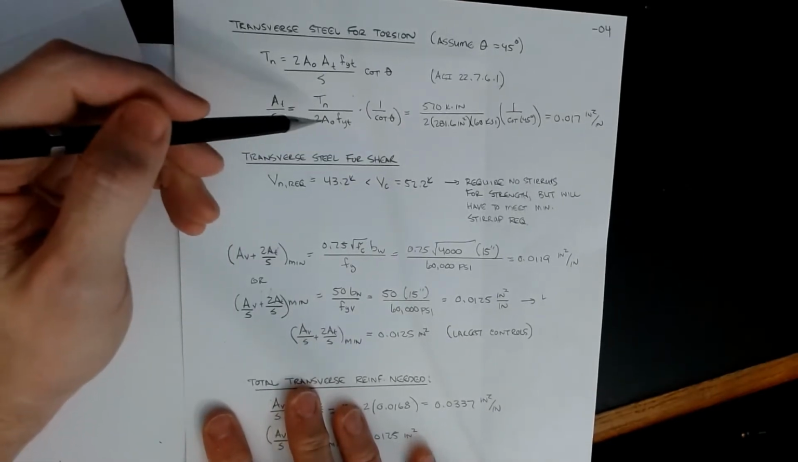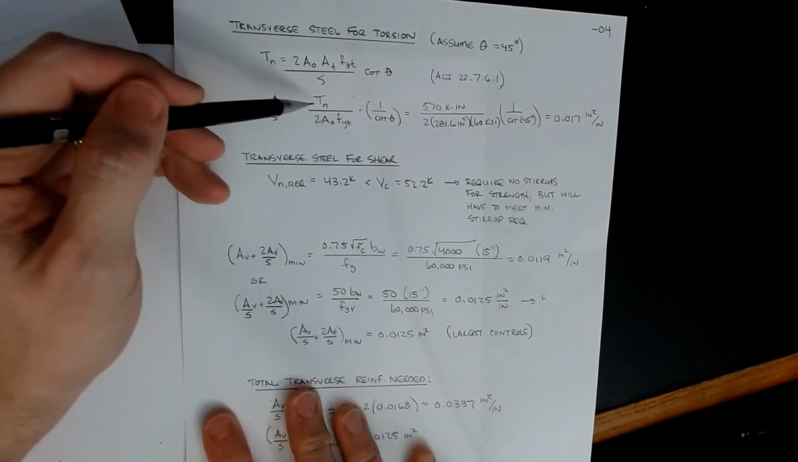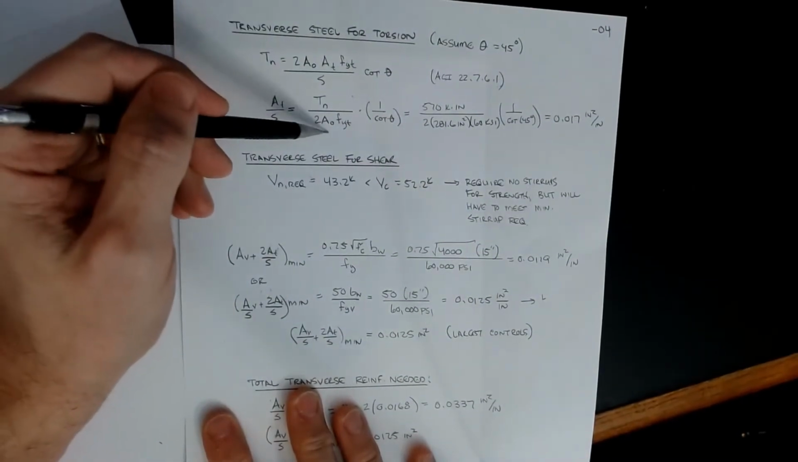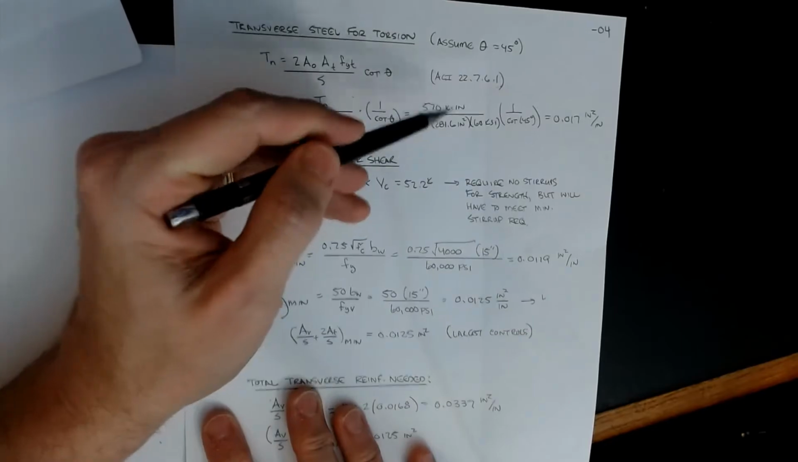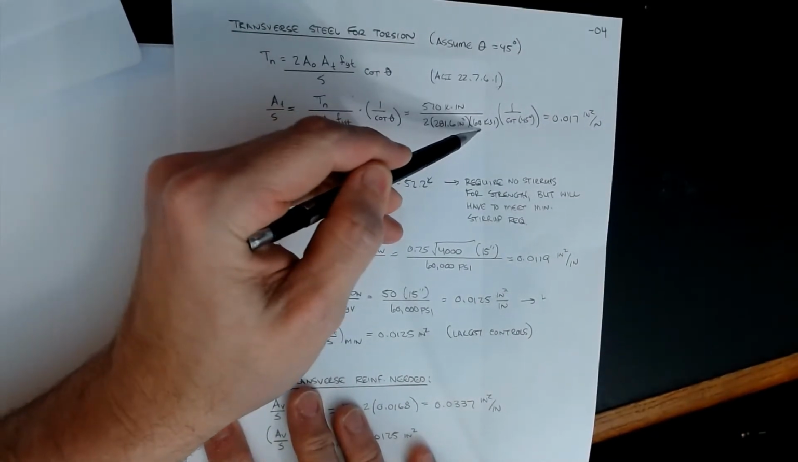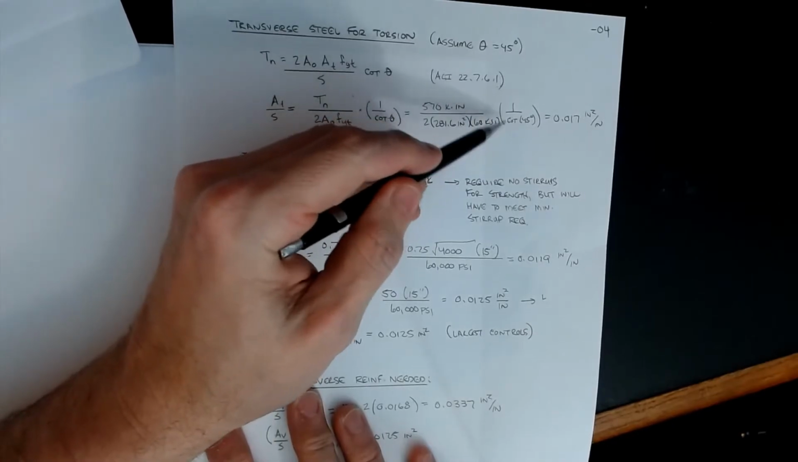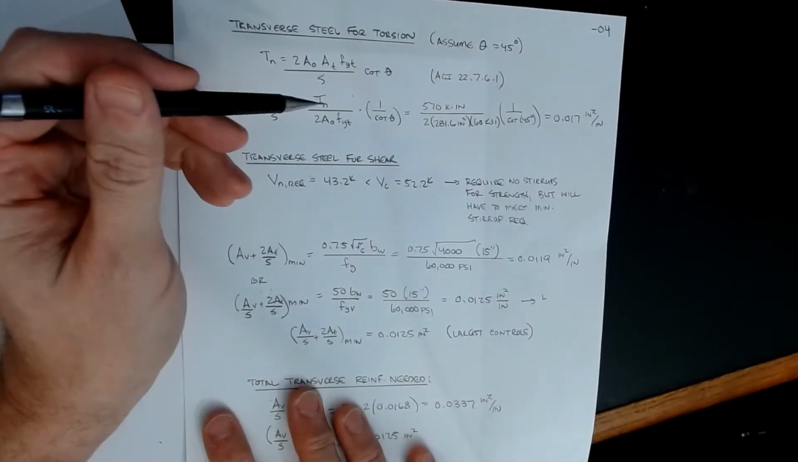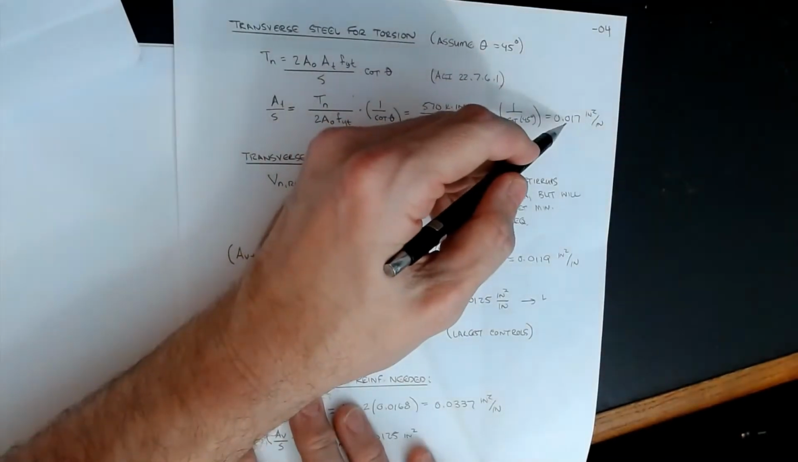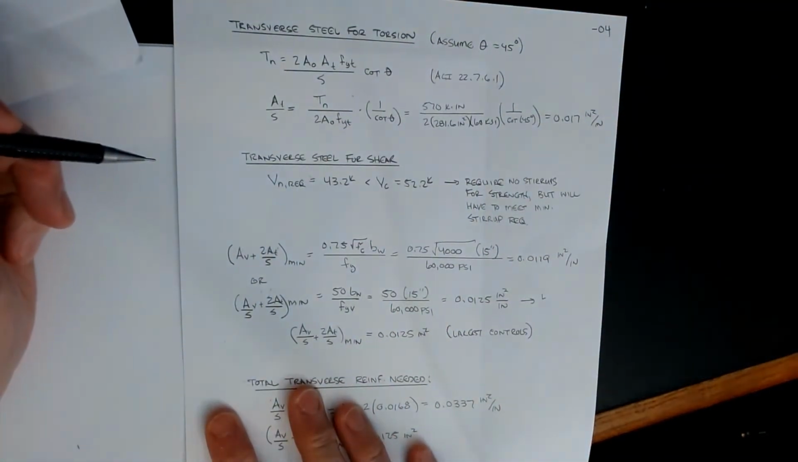We've tallied everything that you need, so it's now just plug and chug. We found Tn as 570 kip-inches. A naught, we computed with the 0.85 shortcut formula as 281.6. So 2 times A naught times Fy of 60 ksi times 1 over the cotangent of 45 degrees. This At over s ratio is 0.017 inches squared per inch.